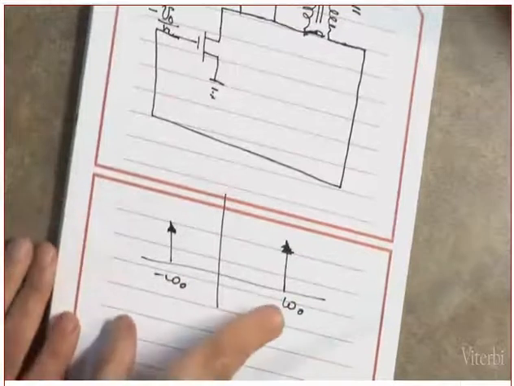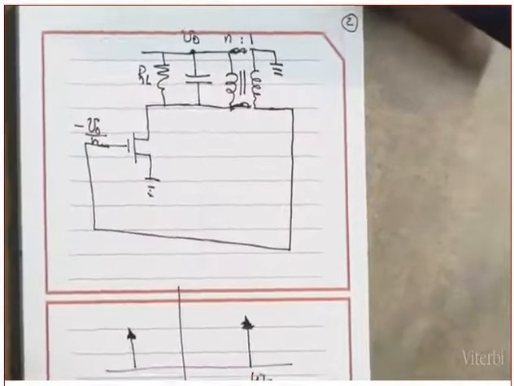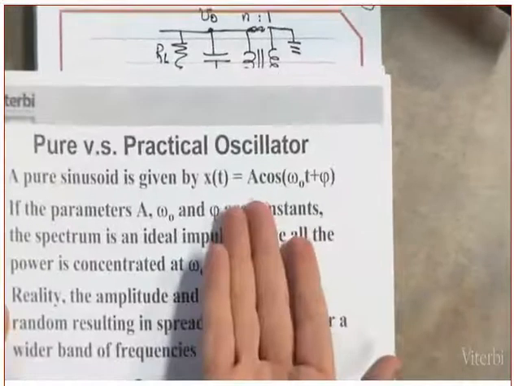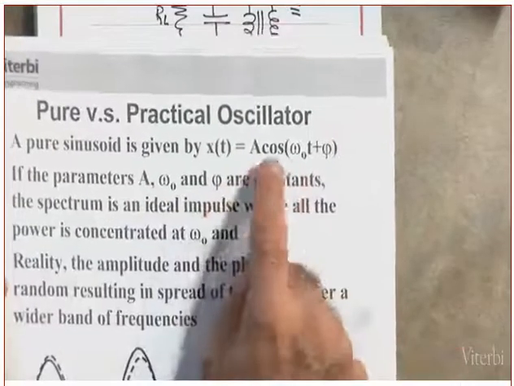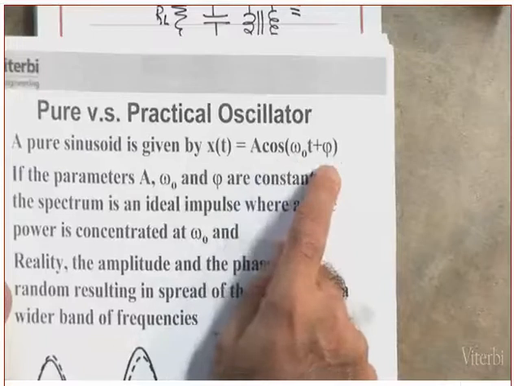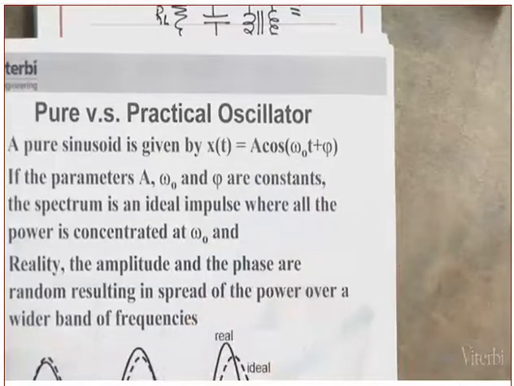Agree? All the power, by the way, is contained in how many frequencies? One. What is the power? Can you tell me what the average power is? A squared over 2. You follow me on that? It's a pure sinusoid. Does it depend on omega naught? Does it depend on theta? No. The power only depends on the amplitude.